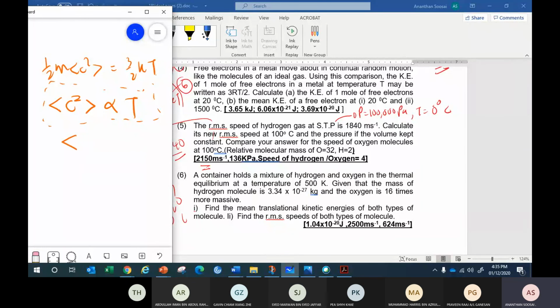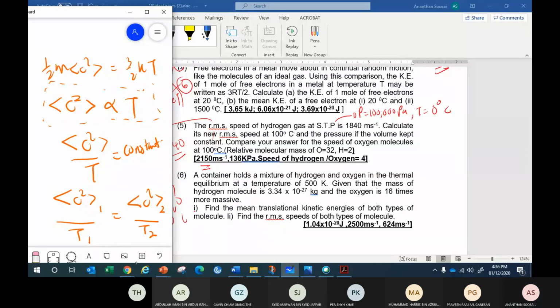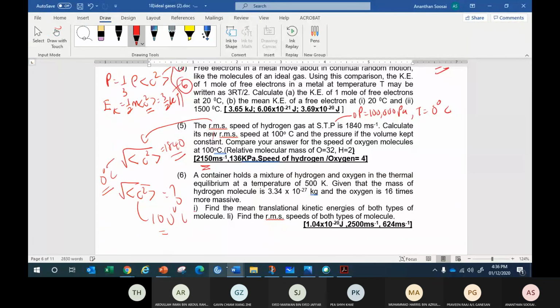So that means mean square speed over temperature must be constant. That means the mean square speed of the first one over the temperature of the first one equals the mean square speed of the second one over the temperature of the second one, because it is constant. Use this technique. Can you work out 2150?